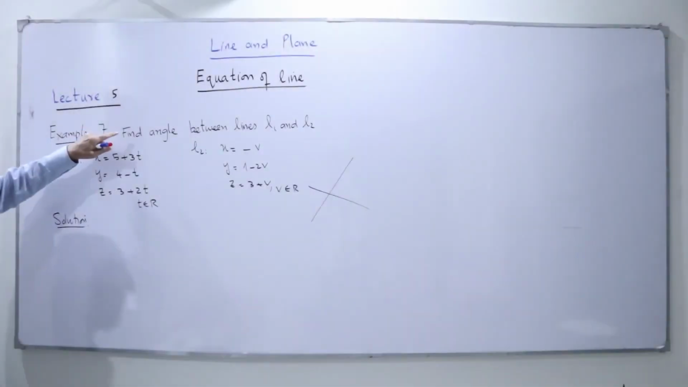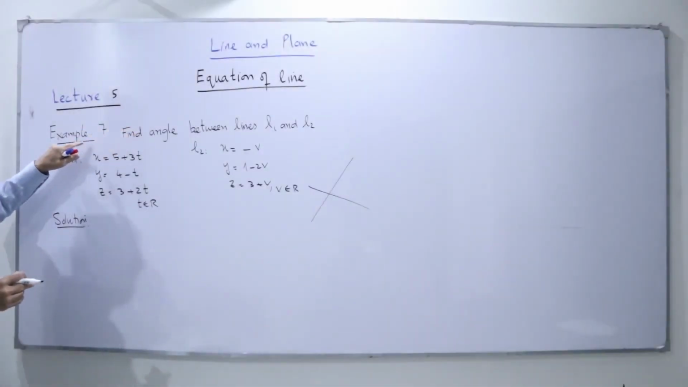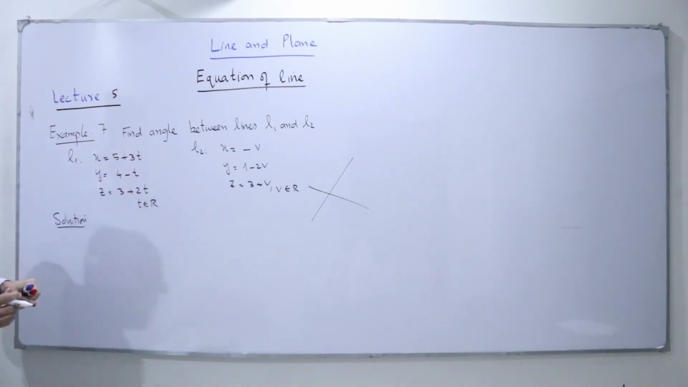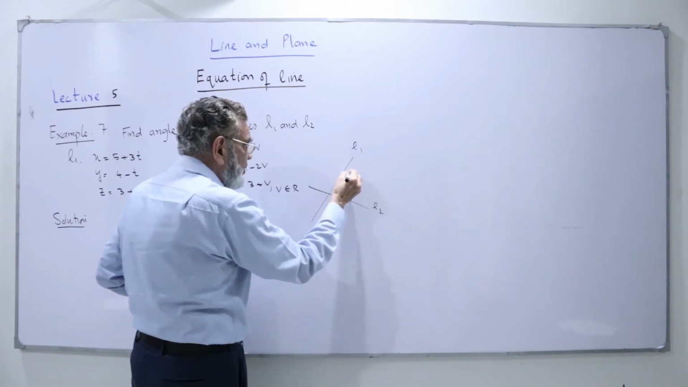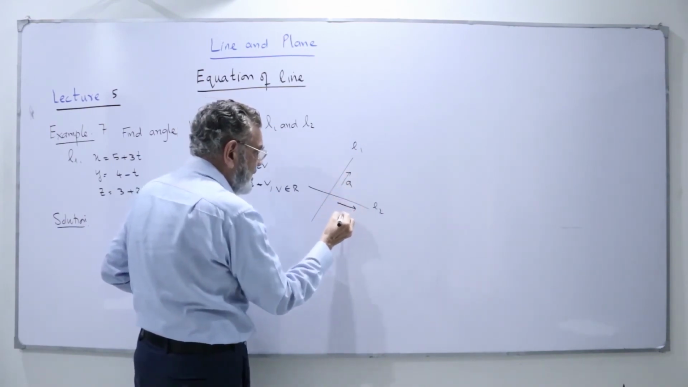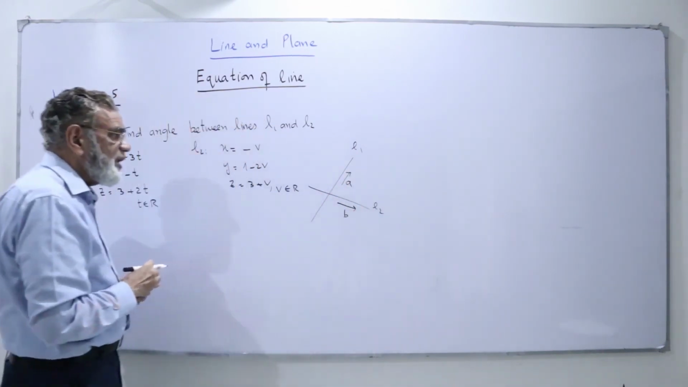In this example, we want to find the angle between the line L1 and L2. This is my line L1, this is my line L2. We already studied that we have two lines L1 and L2. We want to find the angle. We find the angle between their parallel vectors. The angle between two lines is the same as the angle between their parallel vectors.